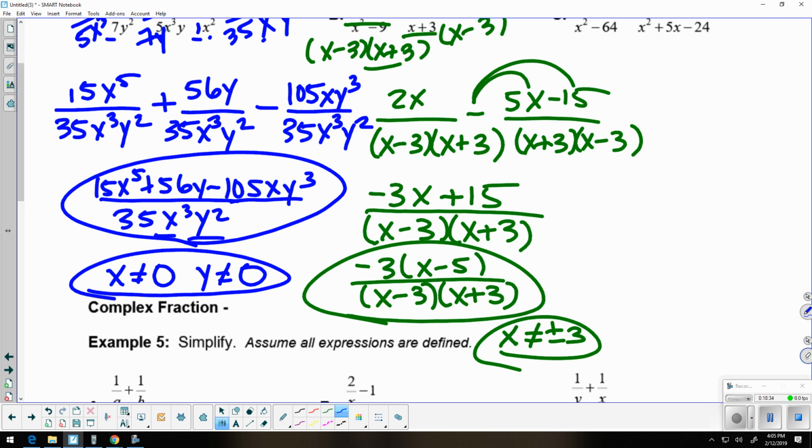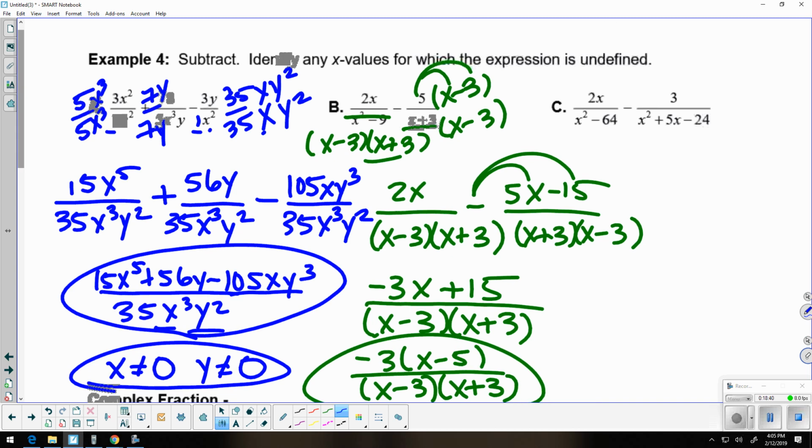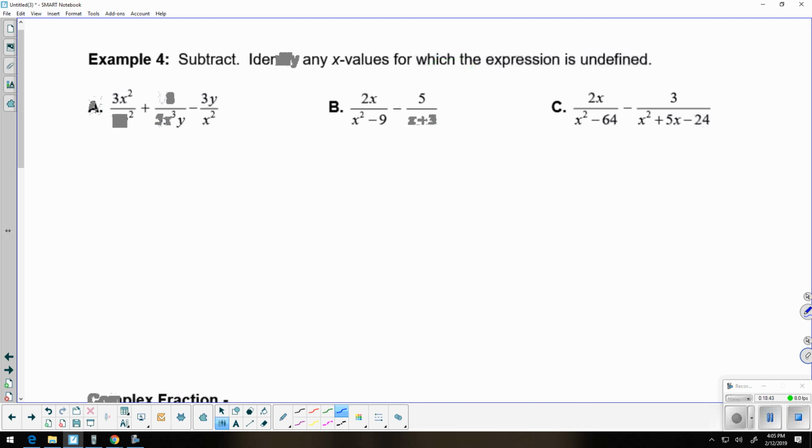So I'll just kind of pause here, make sure everyone's all caught up. Make sure this all makes sense. And once again, I am going to erase everything. Just give myself some more room.